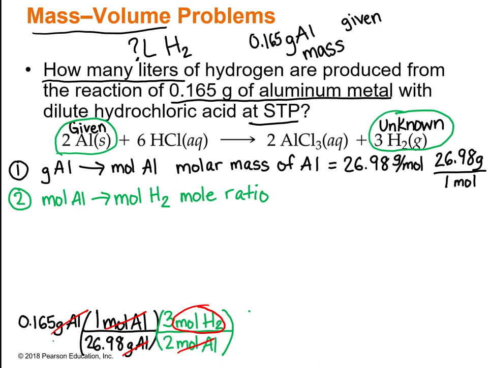We've still got one more part to do. We have moles of hydrogen gas, but the question is asking for a volume. How many liters? To go from moles of hydrogen gas at STP to liters of hydrogen gas, we're going to use molar volume.